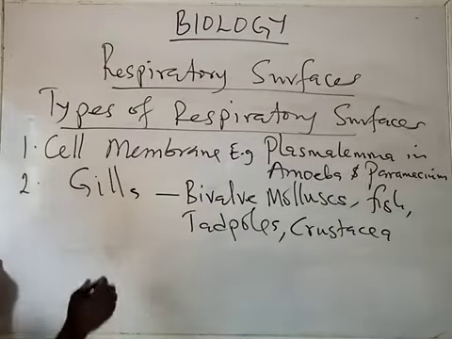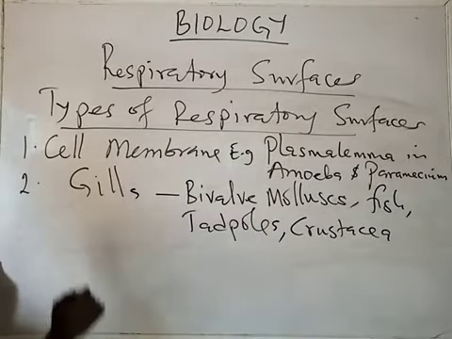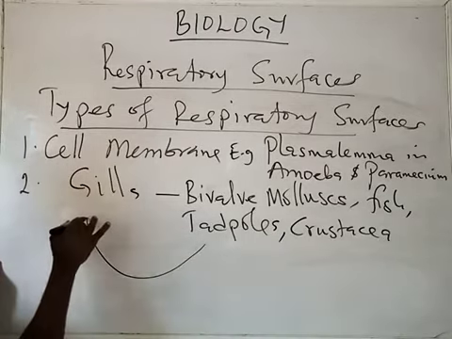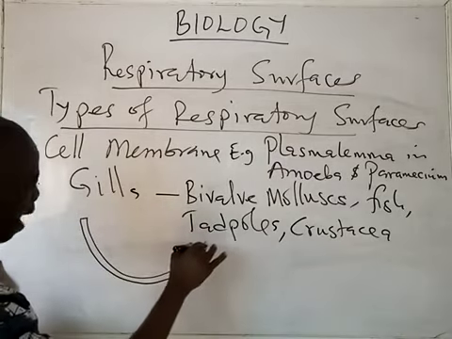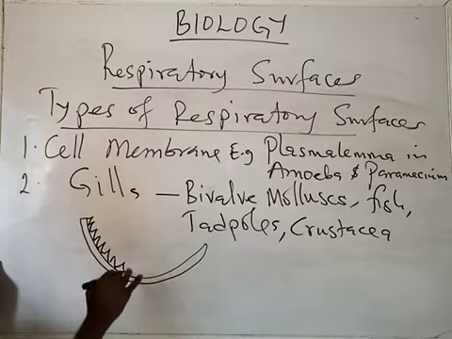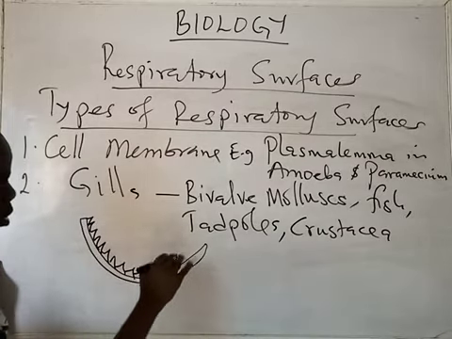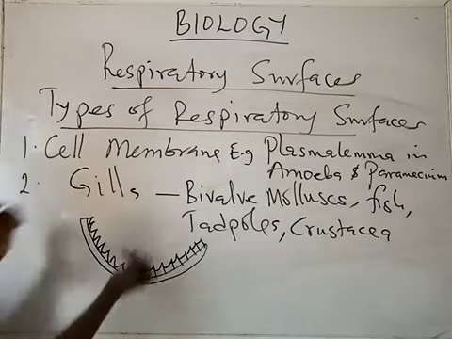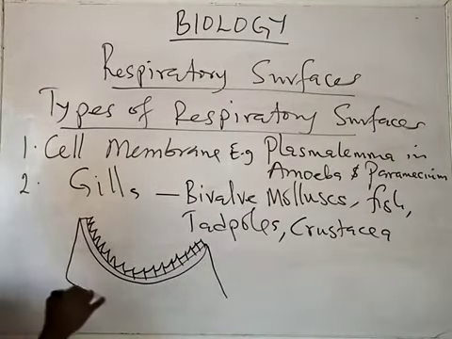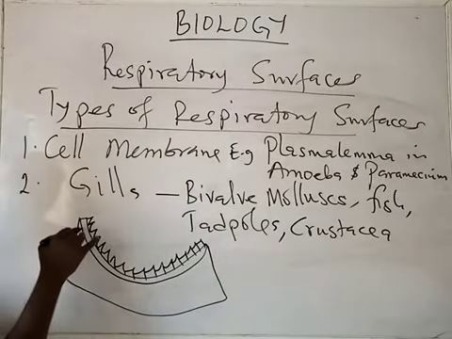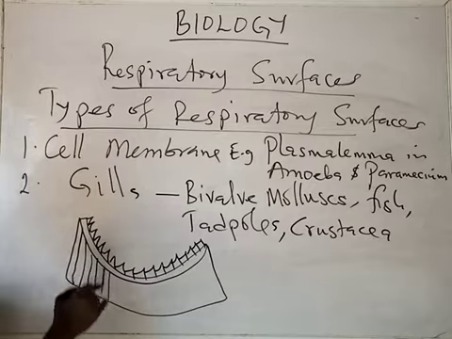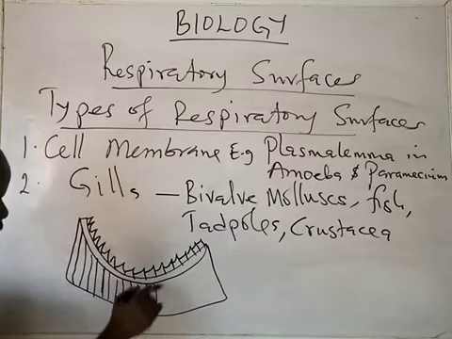Now, that will take us to the main structures of a gill. A gill has a very simple structure. There is a bar, and the bar has a spiny structure with which the organism sieves out particles. So what we have are the filaments. So we have something like this.